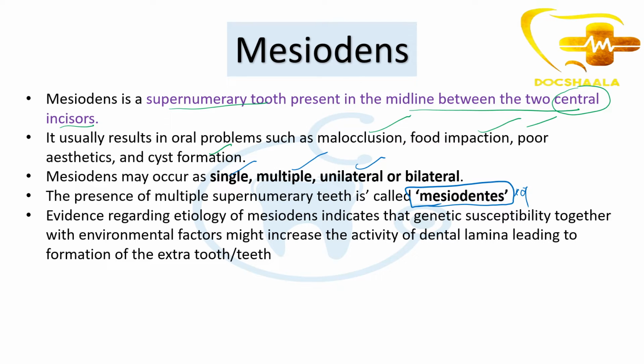Etiology indicates that there is a genetic susceptibility together with environmental factors that might increase the activity of the dental lamina, which leads to the formation of an extra tooth or teeth. So genetic or some environmental factors may lead to the formation of mesiodens.